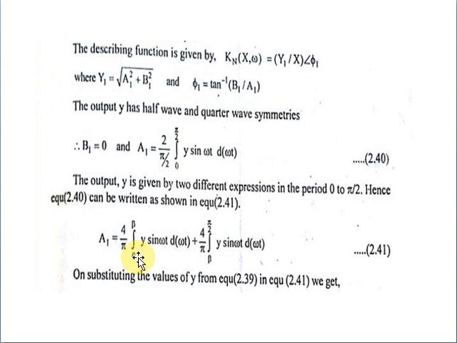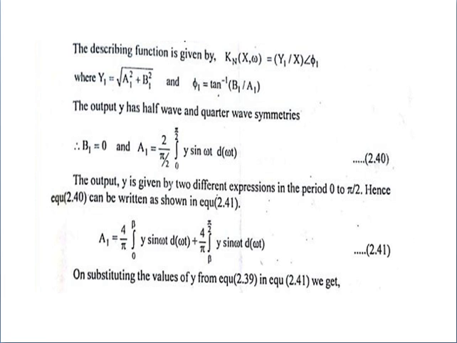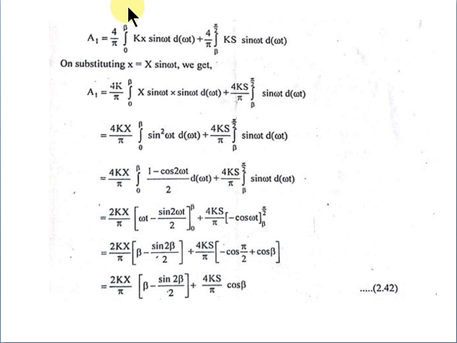We know that from 0 to beta, its value is k into x, and from beta to pi by 2, its value is k into s. So substitute the value for y, here k into x and here k into s. Therefore, the equation becomes a1 equals 4 by pi into integral 0 to beta, y becomes kx sin omega t d omega t plus 4 by pi into integral beta to pi by 2 ks sin omega t d omega t. Then substitute small x equal to capital X sin omega t.